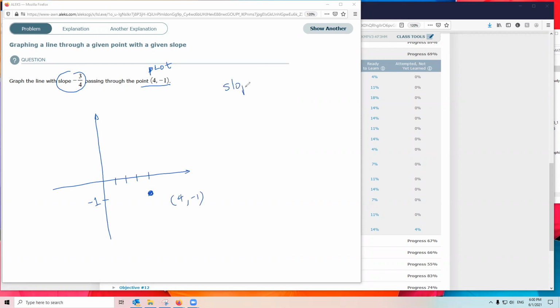Now I'm going to use the slope as directions on how to get to the second point. Now, when you have a negative sign in front of a fraction like this, it's better to take that negative sign and assign it to the top number. So I'm going to move that negative sign up to the numerator and make it -3/4. I know the top number is the vertical distance to travel. The bottom number is the horizontal. But the top number is a -3. That means go down 3, and then go over to the right 4.